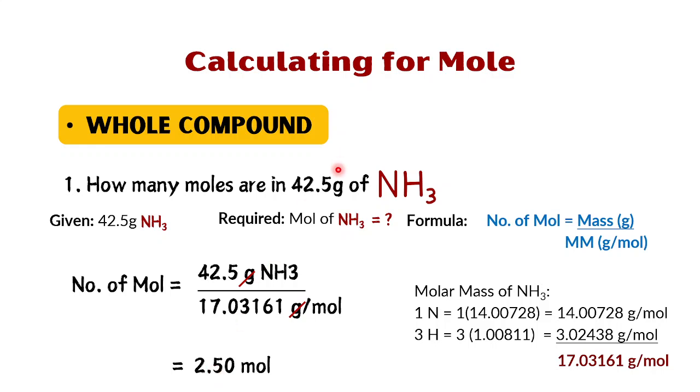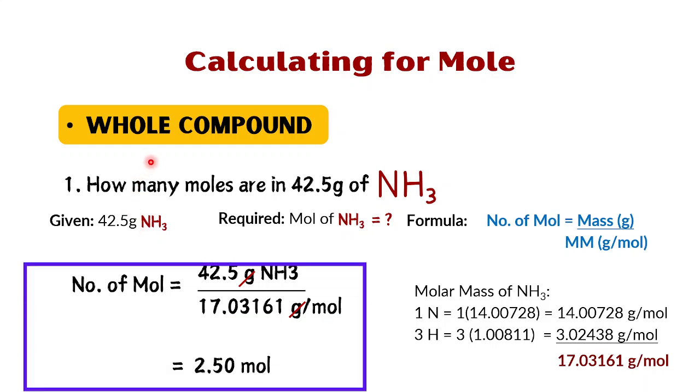So whatever significant figures are in the given, those should also appear in the final answer. Like in this case, there is only one value, the mass, and there are no other variables for this. So I hope that you get the idea of how we calculate for the mole of a whole compound.